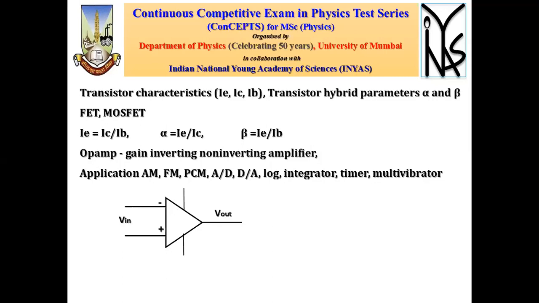So these are some of the tips I would like to share on this electronics part.